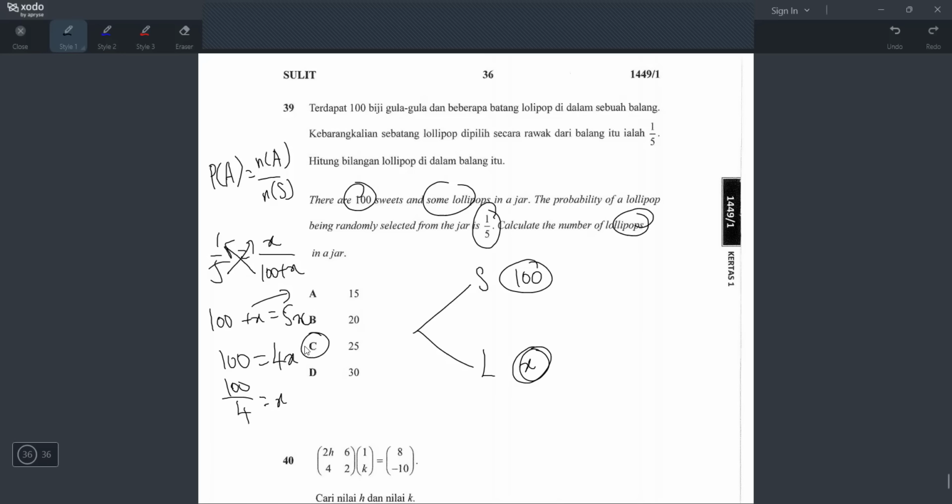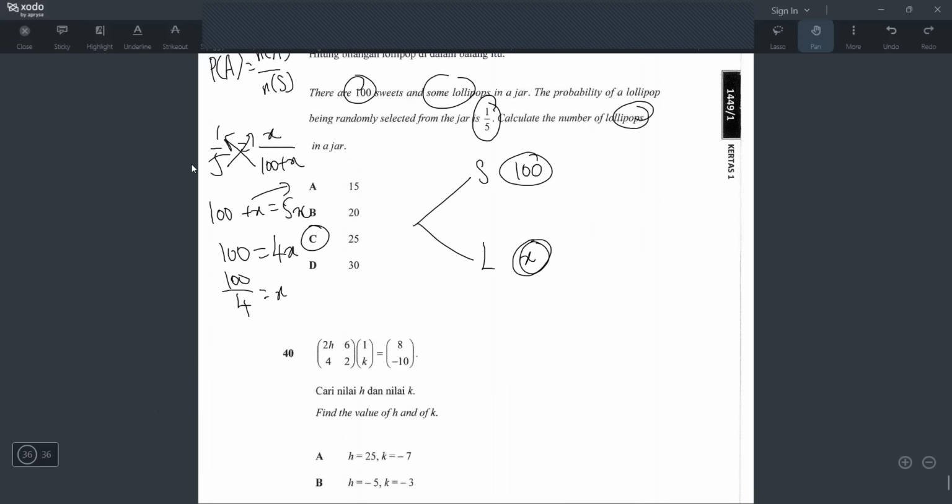C is the answer. And they never ask for total. They ask for number of lollipop. So number of lollipop is x, which is 25.